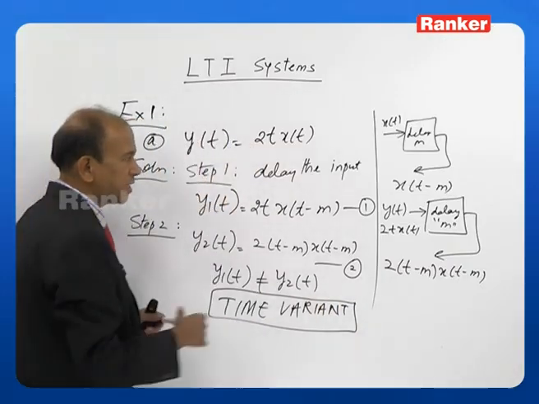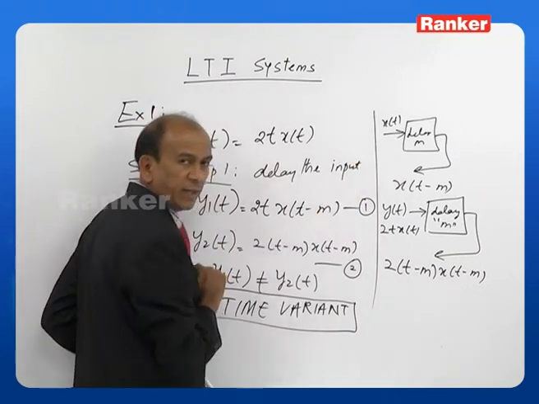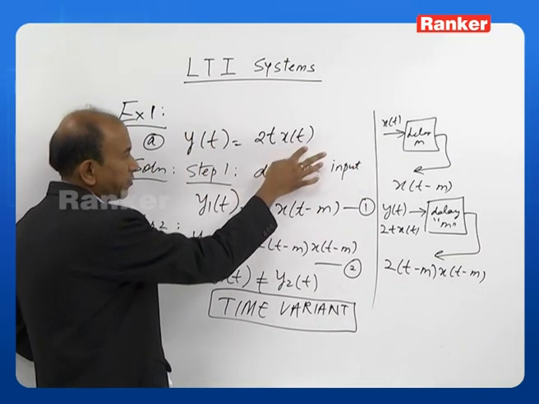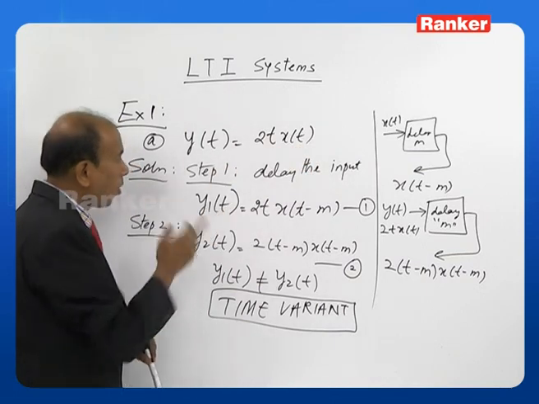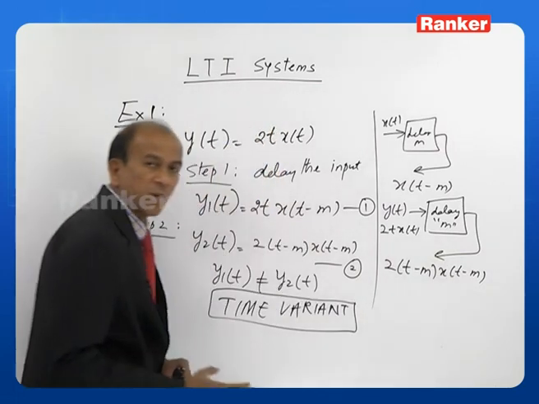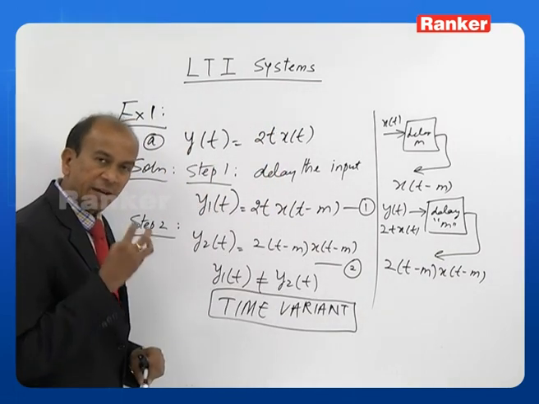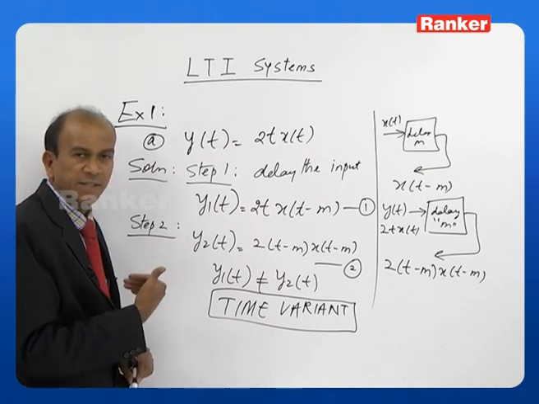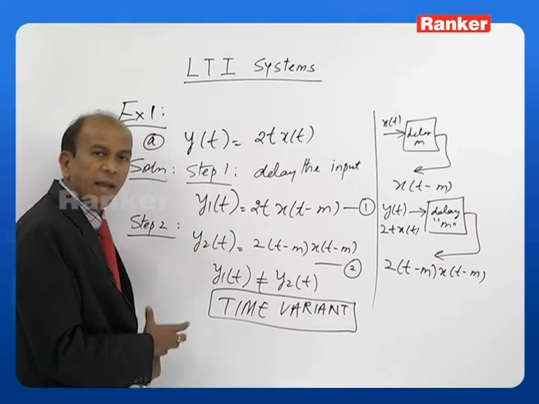The first one, y1 of t, I got by delaying x of t. That is why 2t is not changed. You see this, only x of t is changed. Now, the whole y of t is delayed, so it will be 2 of t minus m and x of t minus m. So, the system is different for step 1 and step 2. The output response in both the cases differs, so the system is time variant.